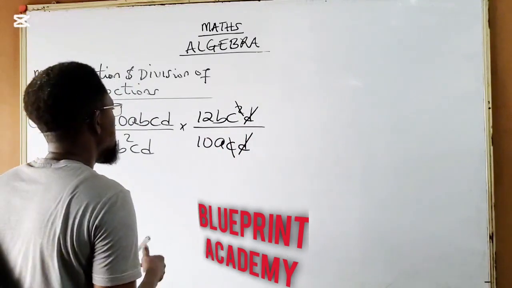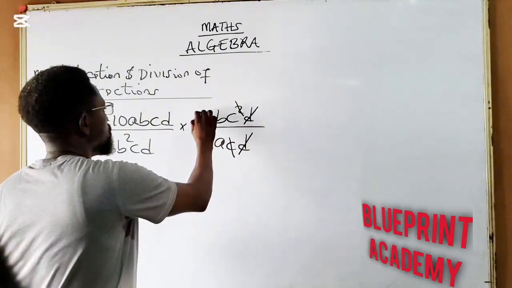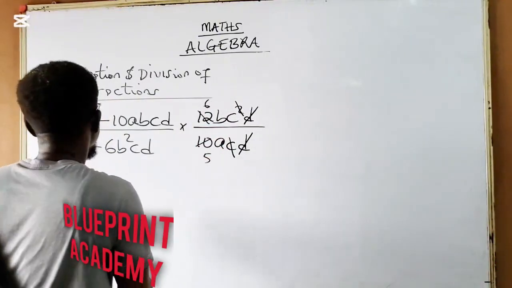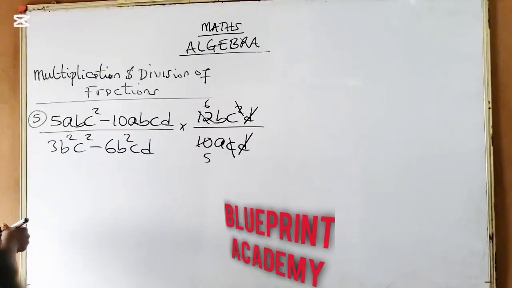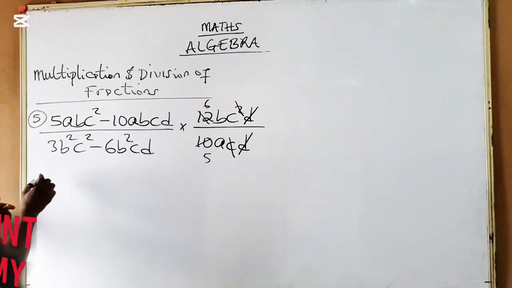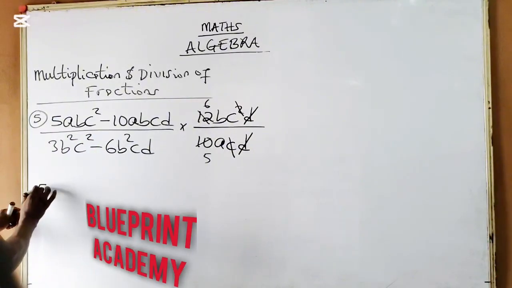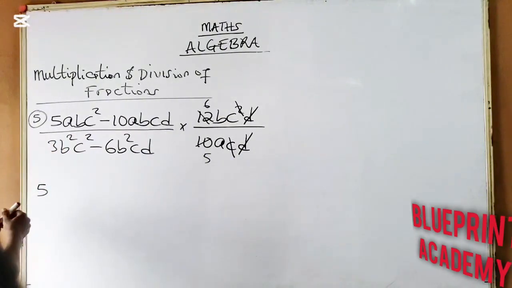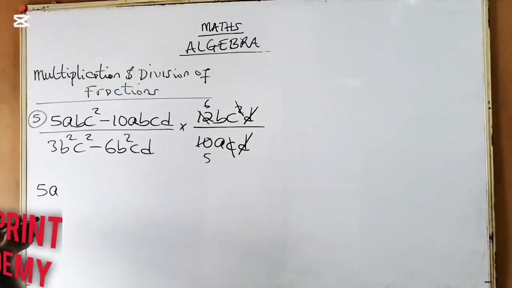A. If you feel like you can just cancel first, let's say 2 dividing this one will give us 6, and 2 dividing this will give us what? 5. So now let's work on this one first. There's 5 here, there's 10 here. What is common to both of them is what? 5. So I bring up 5 as a common factor first. Then we have A and A here. We bring out A as a common factor.